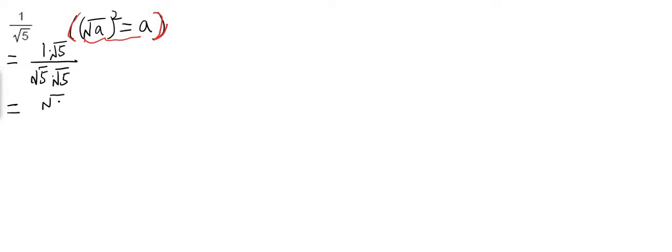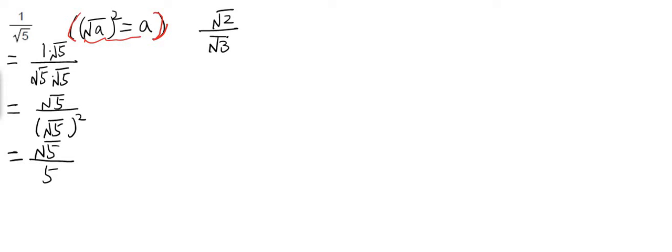And we're gonna get what? 1 times square root of 5 is gonna be square root of 5. The denominator is gonna be square root of 5 squared. Okay, and following this formula, we can see square root of 5 squared should be a. Here a is 5. That's the answer.